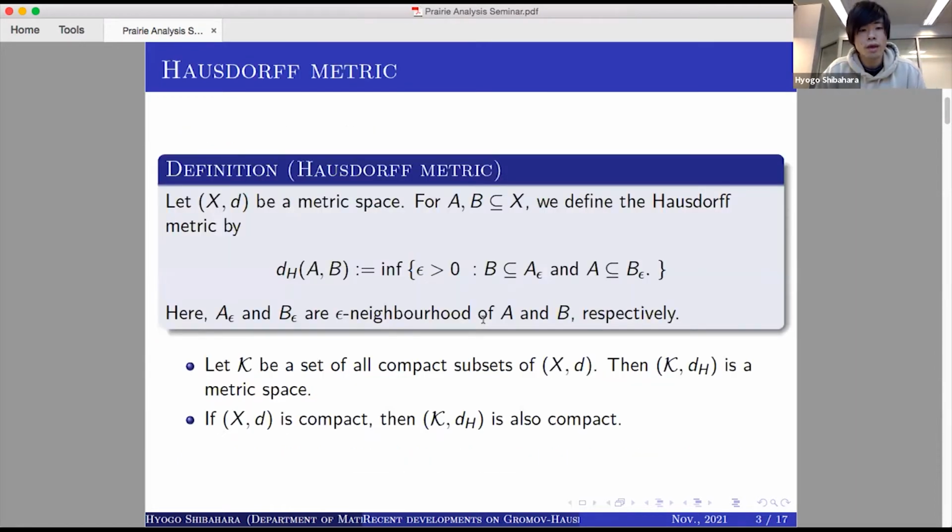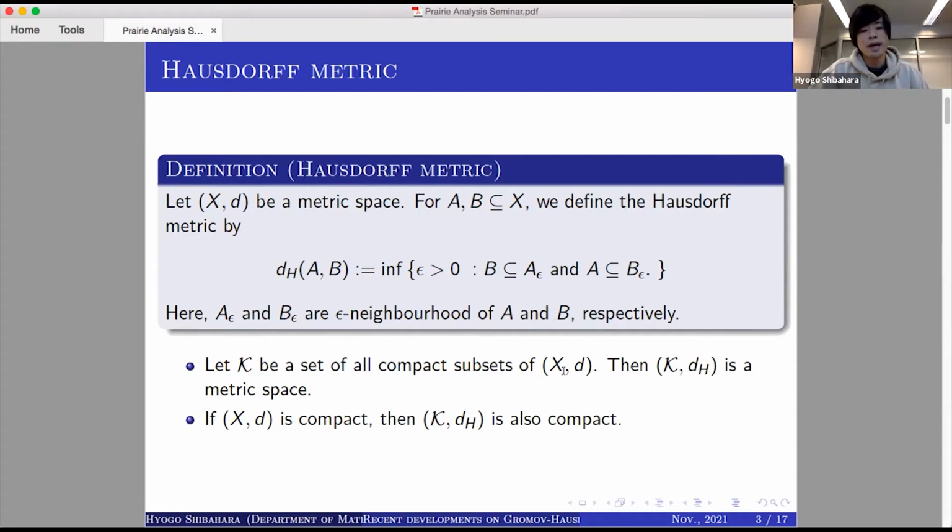So I would like to start with the definition of the Hausdorff metric. We fix a metric space first and then take two sets A and B. The Hausdorff metric is defined by the infimum of epsilon such that the epsilon neighborhood of A contains B and the epsilon neighborhood of B contains A. And this notation A sub epsilon and B sub epsilon are the epsilon neighborhoods of A and B.